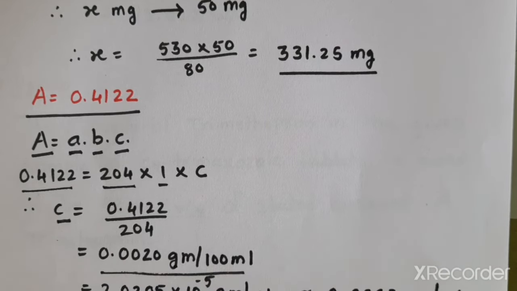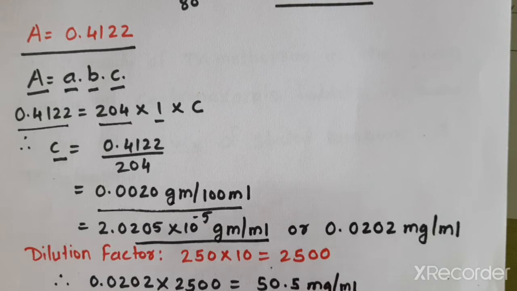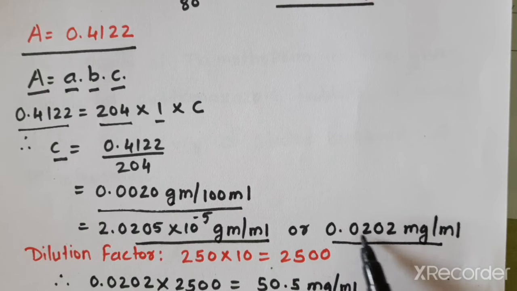Okay, so remember, whatever answer you get after solving this equation will be in grams per 100 ml. Now we have to convert that into gram per ml. So you can divide this by 100, you will get gram per ml, that is 2.0205 multiplied by 10 raised to minus 5, or you can convert it into milligram. In terms of milligram it is 0.0202 milligram per ml.